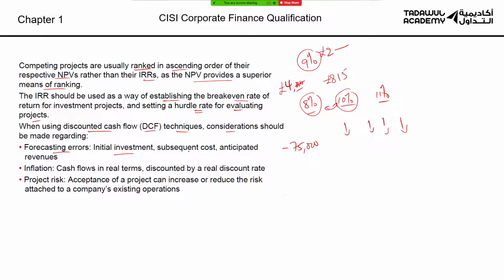Initial investment, subsequent cost, anticipated revenues: you can make mistakes in forecasting these. Inflation: cash flows in real terms are discounted by a real discount rate. Project risk: acceptance of a project can increase or reduce the risk attached to a company's existing operations.